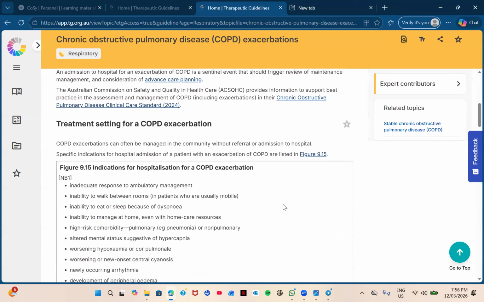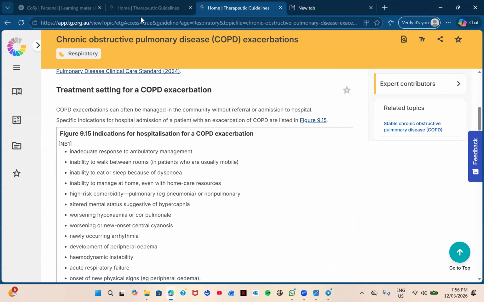Okay. So how should we treat COPD exacerbation? Very easy. Doctors, tell me how we should treat these COPD exacerbations. Tell me, doctors. Stepwise, tell me. There are only 3 points you should remember.